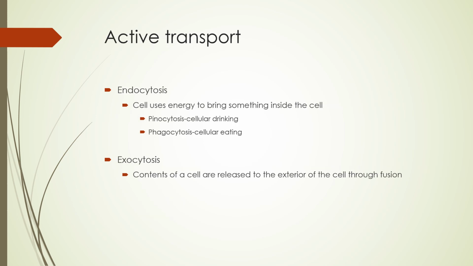In active transport, we have a substance that moves from an area of low concentration to the area of high concentration with an expenditure of energy. And we can break that down into a couple of terms. One term is called endocytosis, where the cell uses energy to bring something inside the cell. Pinocytosis is cellular drinking, where it's bringing fluids into the vesicle. Phagocytosis is cellular eating, where solids are being brought into a vesicle. In exocytosis, the contents of a cell are released to the exterior of the cell through fusion.